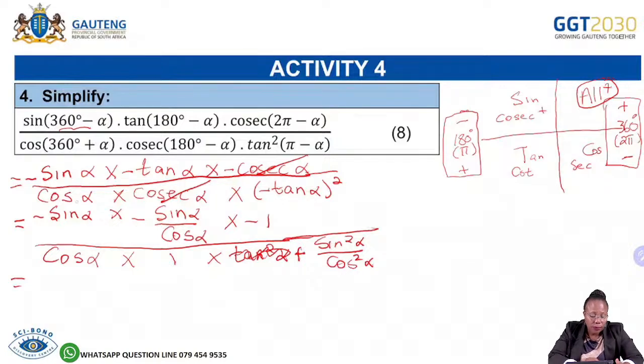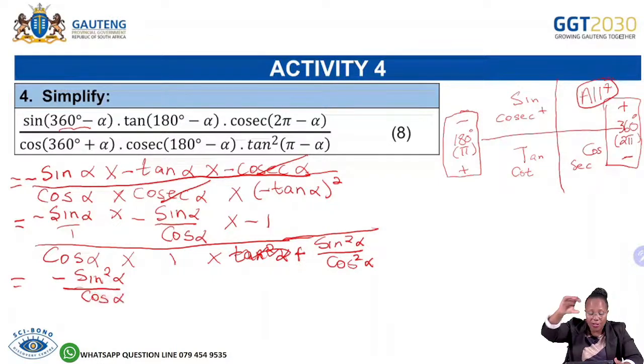Continue. We have 3 negatives on top. Negative times negative is a positive, times a negative is a negative. So our answer for the numerator top part will be negative, okay? So this will be negative sine times sine, which is sine squared alpha over cos alpha. That is for the numerator part.